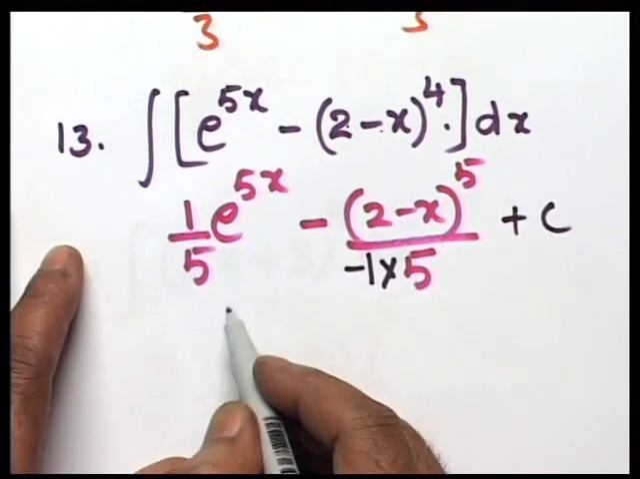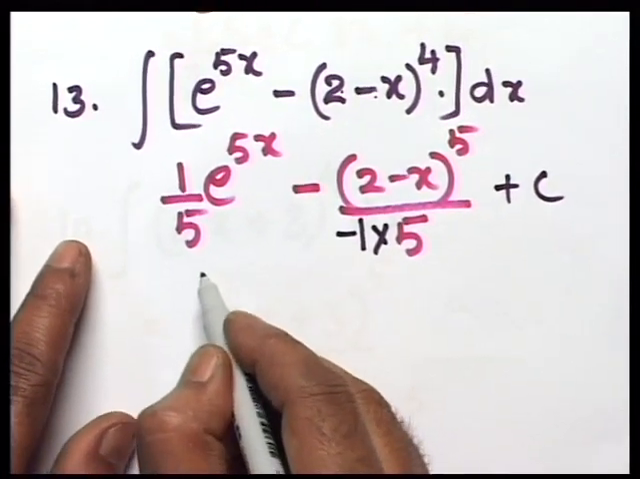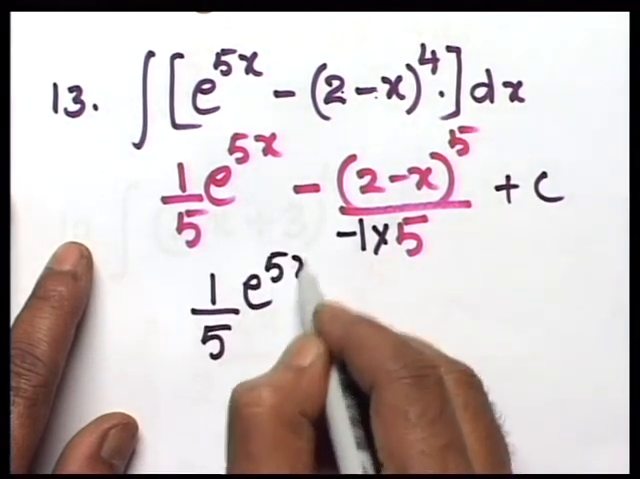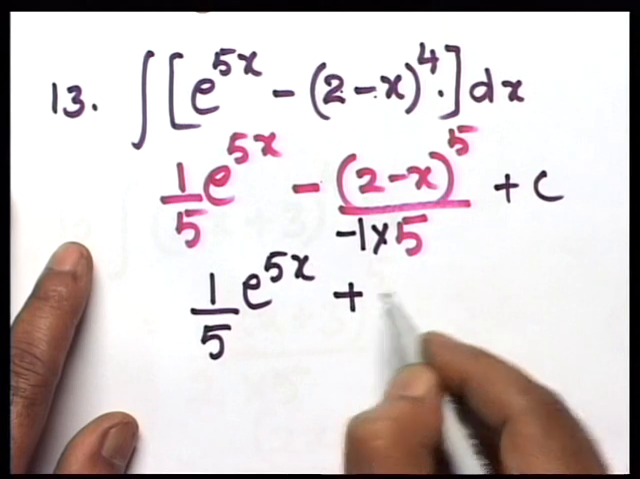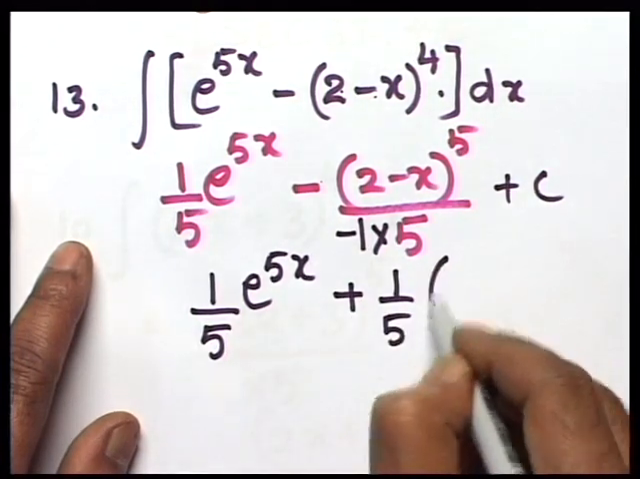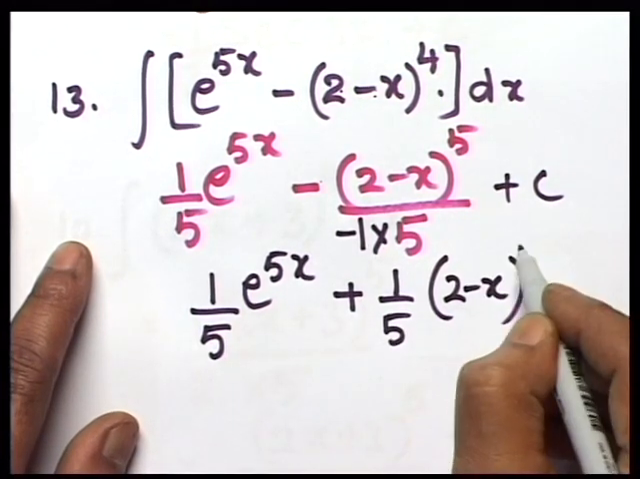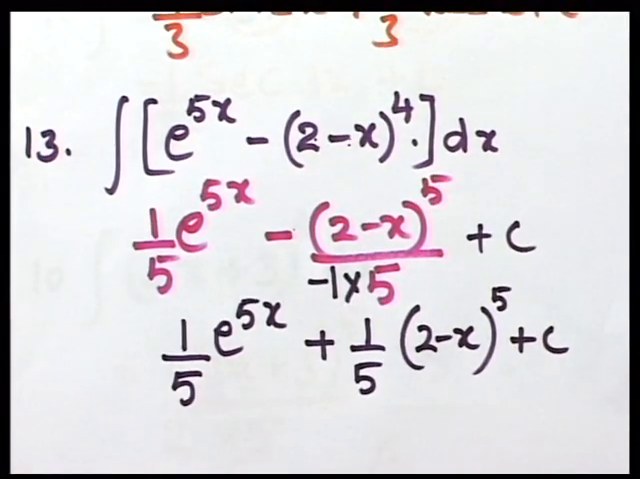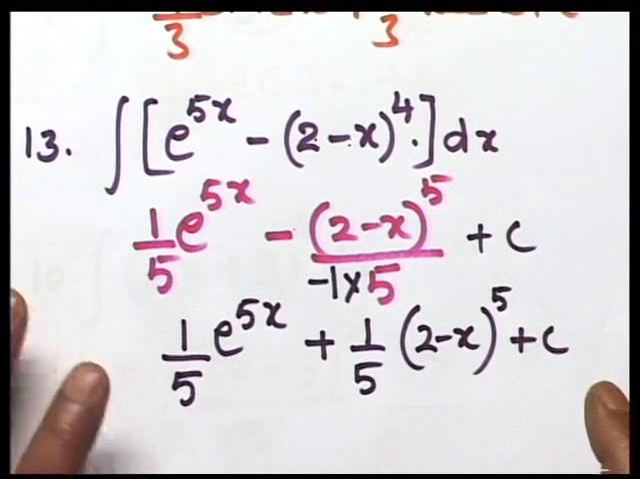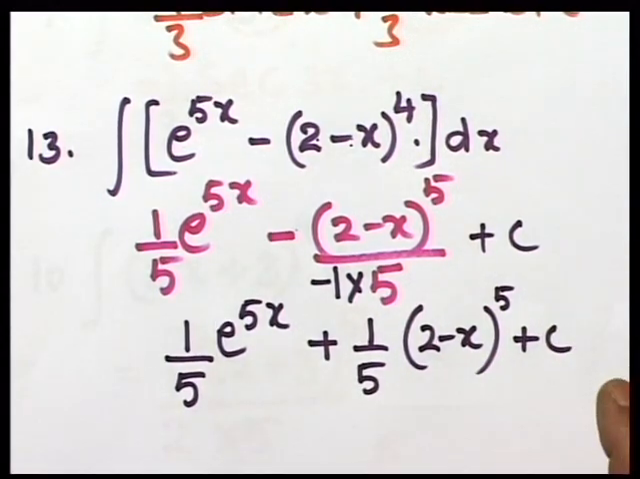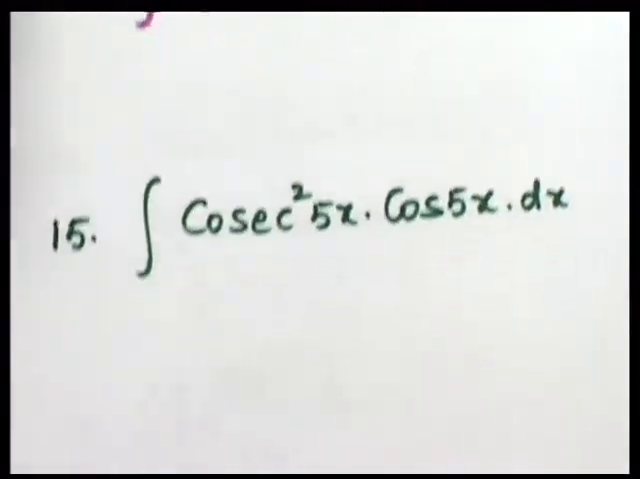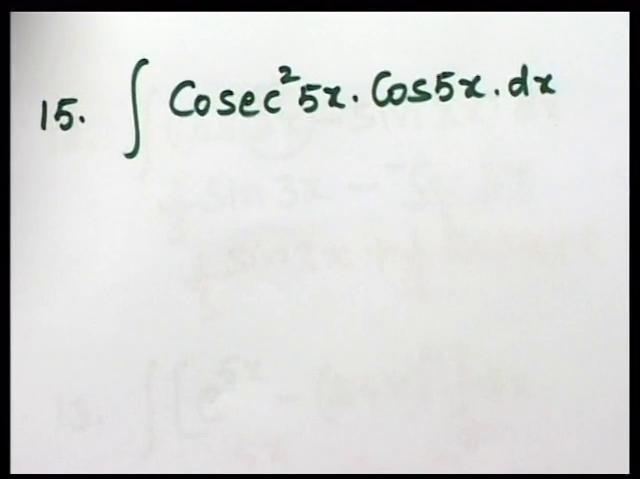Plus c. So finally, the answer should look like a fifth e to the 5x minus times minus, plus a fifth there again, and 2 minus x to the power 5, and plus c. So these are pretty basic ones. One needs to practice a lot so that we don't forget the reverse of the chain rule. I got just a few more to go, then we may do trigonometric functions, right?